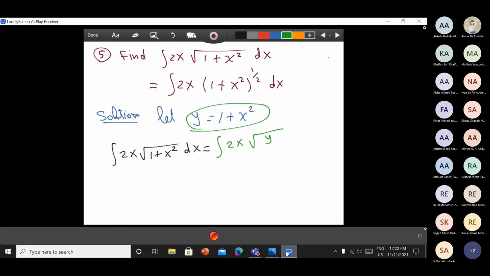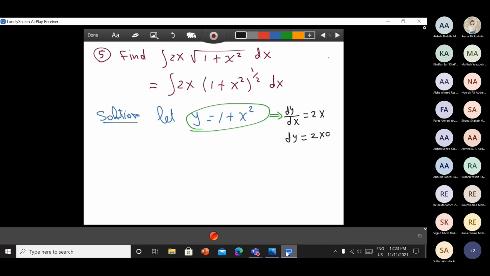I should think about dx by differentiating y. When I'm differentiating y, dy by dx, I should have the derivative of 1 is 0. The derivative of x squared, I get the 2 down and subtract 1 as I used to do in the derivative. Now I'm looking for dx. So dy will equal 2x dx. I'm lucky because I have 2x dx here. So I will get rid of this one and substitute it by dy, right?